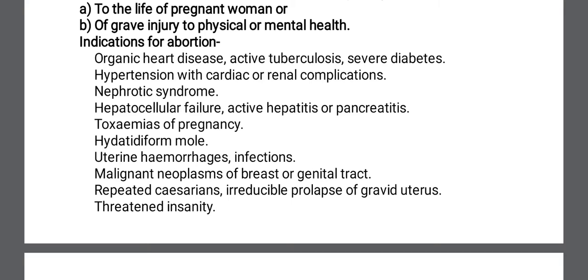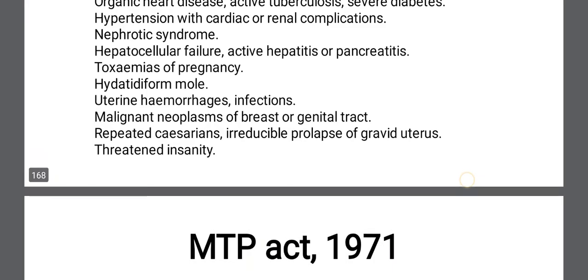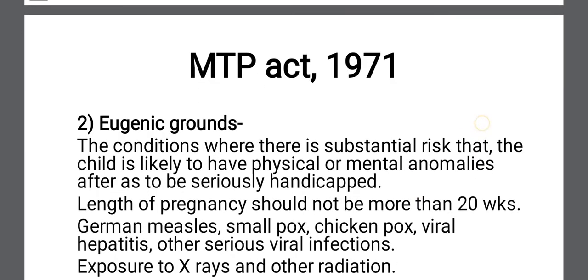Then repeated cesareans: if the lady has previously undergone repeated cesareans, continuation of the pregnancy can cause damage to the uterus and even perforation of the uterus, which can cause peritonitis and death of the woman. So in such circumstances the pregnancy should be terminated. Then irreducible prolapse of gravid uterus: if the uterus undergoes prolapse, this can cause life-threatening complications and should be terminated. Then insanity, if she has some serious mental illness.